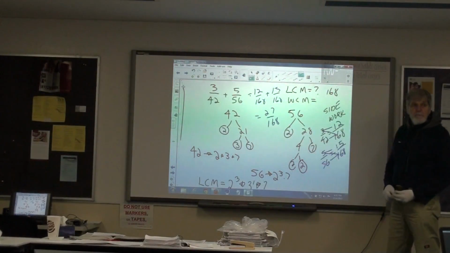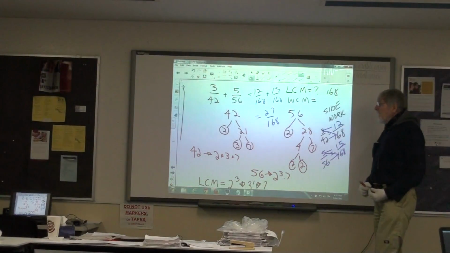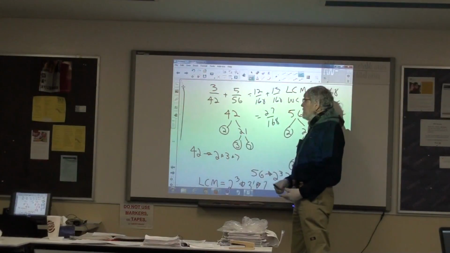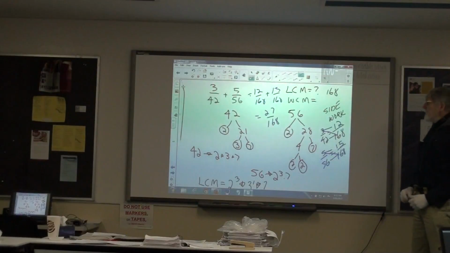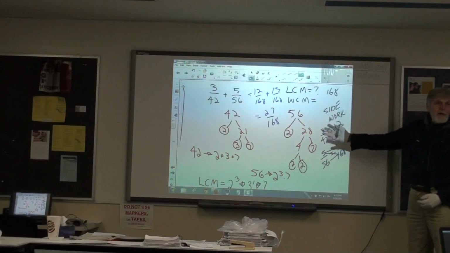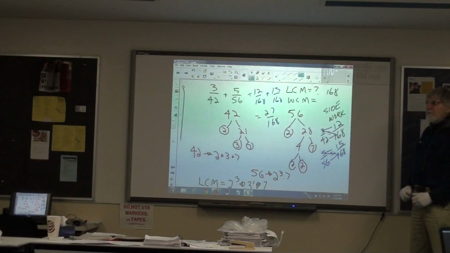Now, some of you knew immediately, as soon as you looked at the original problem, 3/42 plus 5/56, that the answer was 27/168. But as human beings, we are better off having some kind of strategy, like prime factorization trees and taking each item to its highest occurrence. So we have found that indeed, the lowest common multiple of 42 and 56 was 168.